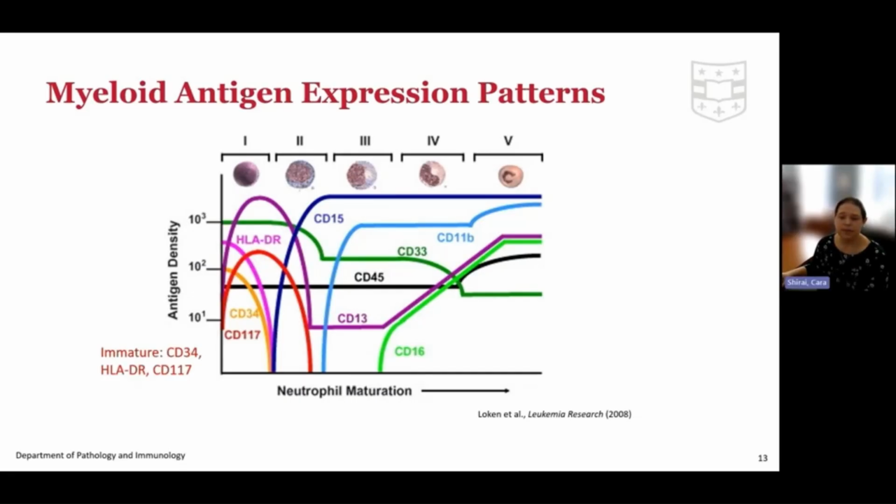Immature myeloid cells express CD34, HLA-DR, and CD117, but cells lose expression of all these antigens as they mature. Mature myeloid antigen expression occurs later in myeloid maturation, and antigens CD15, CD16, and CD11b do not appear until the myelocyte or metamyelocyte stage. CD13, CD33, and CD45 are expressed all throughout myeloid maturation, although the level of expression of these antigens can vary.